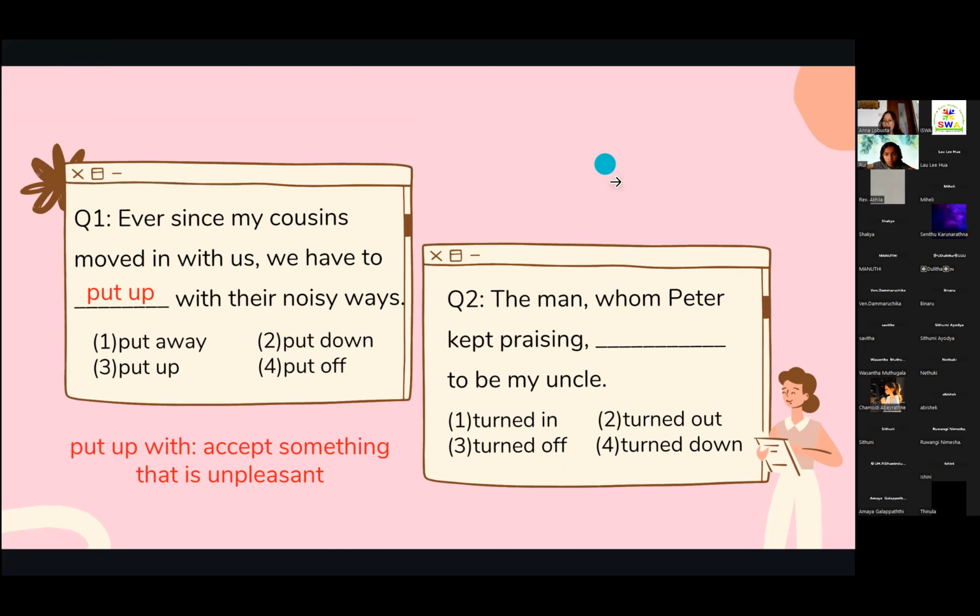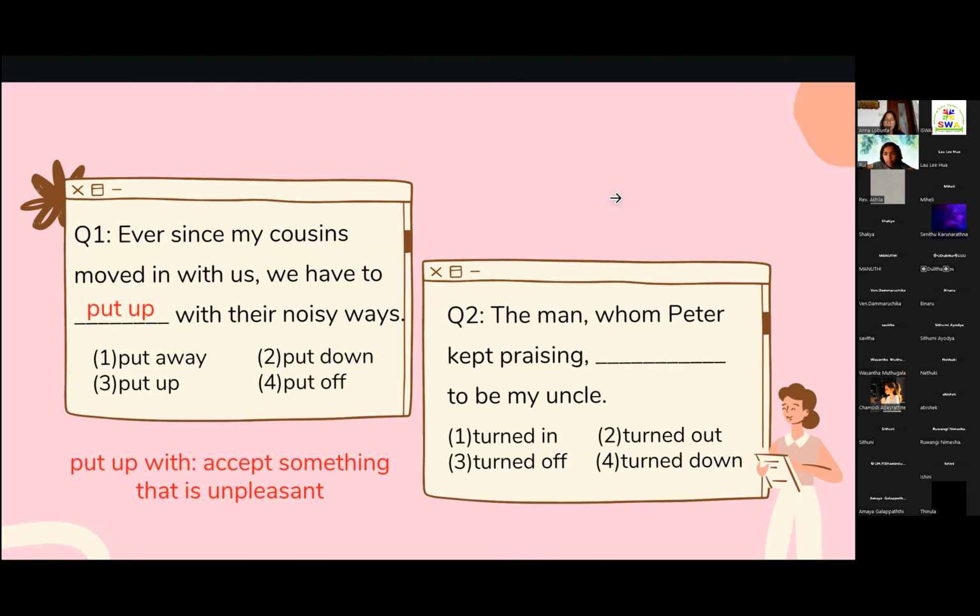And question number 2, I'll just read this one again. The man whom Peter kept praising blank to be my uncle. So yeah, can you type again your answers? Turned out. Turn out. Okay, yeah, correct. The answer is turned out.